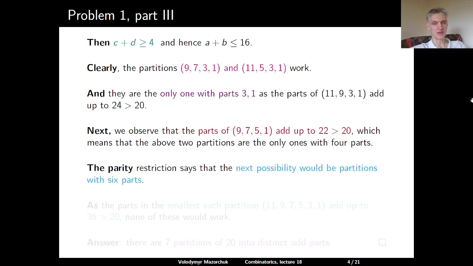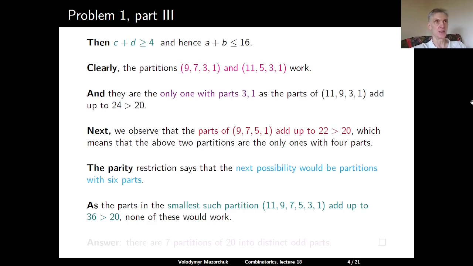Of course, we cannot have partitions with 5 parts due to the parity reason. And next, the partitions with 6 parts. We take the smallest one, 1, 3, 5, 7, 9, 11, and the parts add up to 36, that is greater than 20, so this cannot work, and anything bigger cannot work. So we have 7 partitions of 20 into distinct odd parts, 5 of them with 2 parts and 2 with 4 parts. This completes the solution of problem 1.